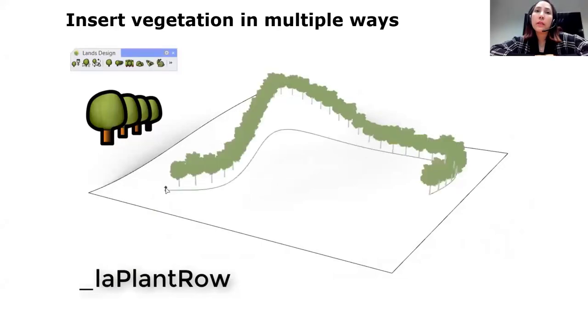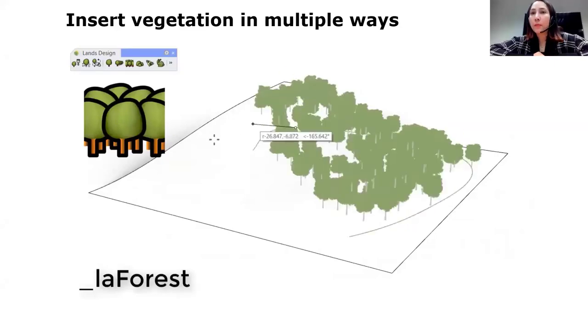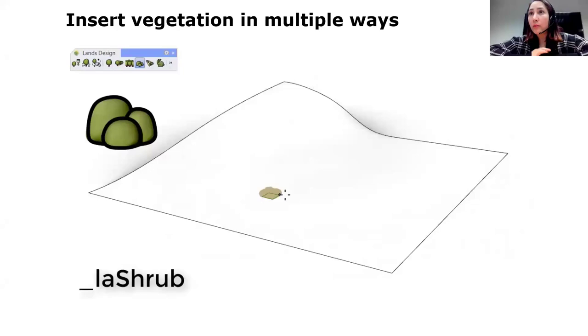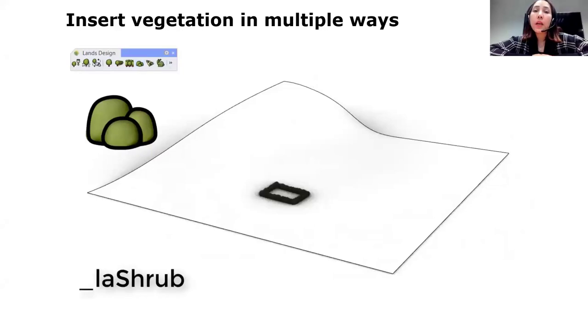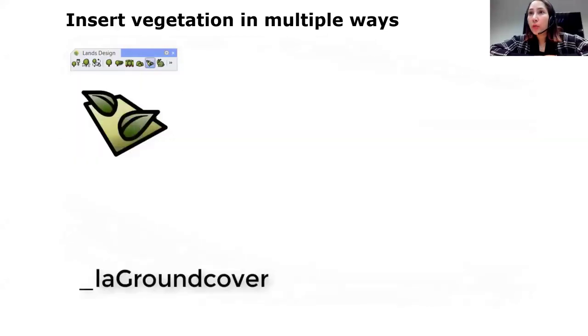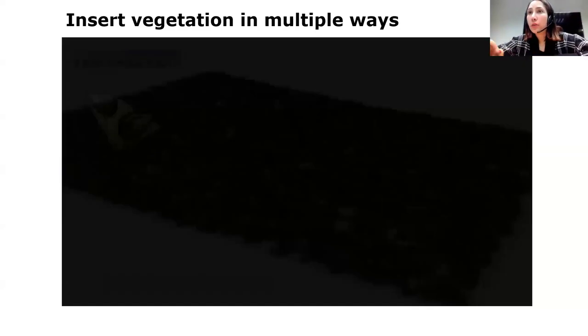You can insert them in a row or in a group of plants by the forest command. The group or row may be combined with different plant species. As you see, you can insert shrubs. You indicate the number of units per square meter or per linear meter of shrubs, as well as ground cover plants.